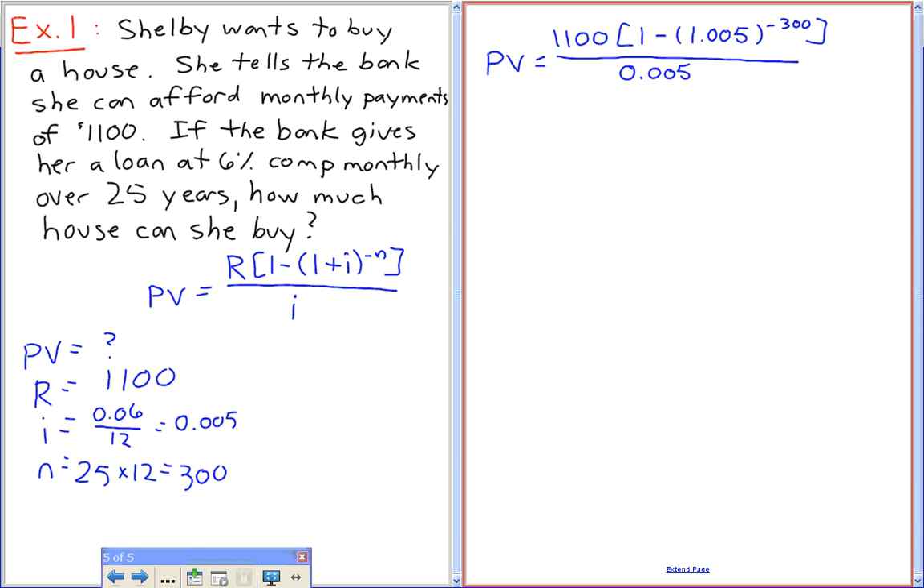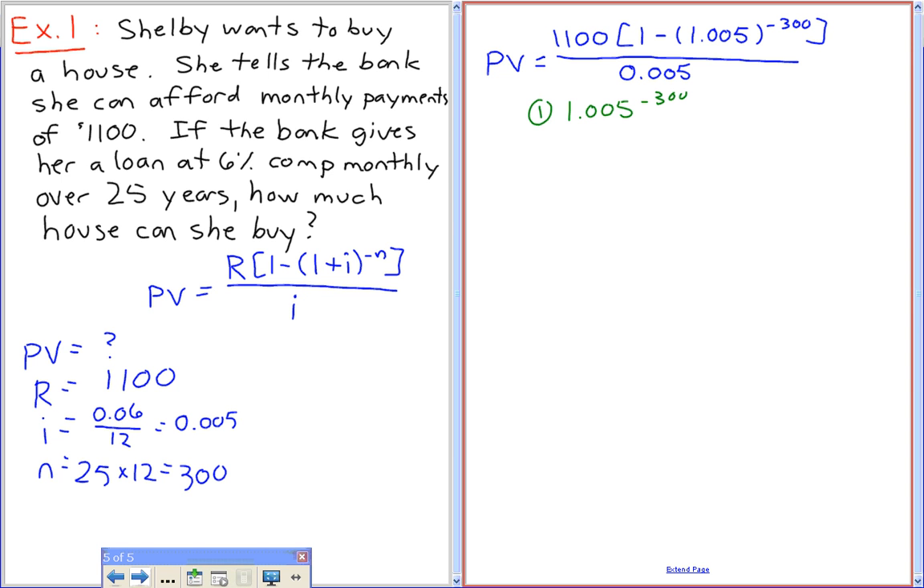Okay, you can do this all in one step if you want to, but I'm going to show you all the way through. If you don't have a super calculator, what is the absolute first thing I should do here in my calculator? Victoria, inside the bracket. What part of inside the bracket? Exponents. So I'm going to do first 1.005 to the negative 300. That's the first thing I'm going to do.